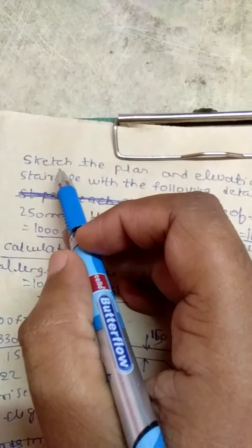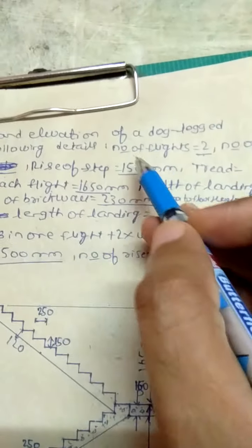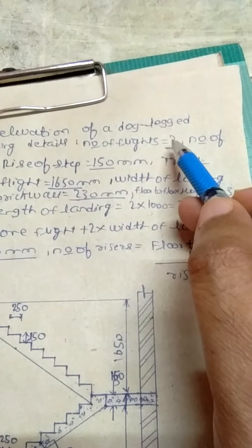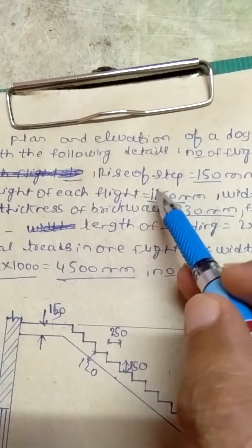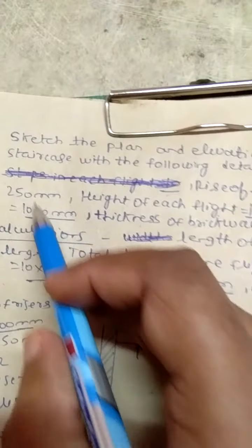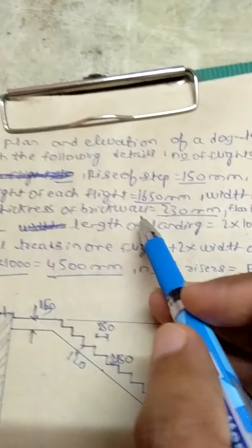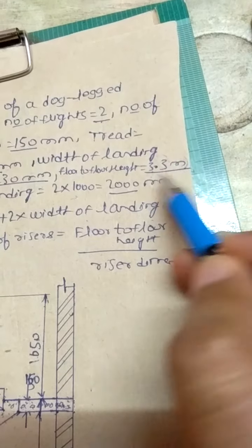Here you can see what they have given. Sketch the plan and elevation of a dog-legged staircase with the following details. Number of flights is equal to 2. Rise of step 150 mm, tread 250 mm, height of each flight 1650 mm, we'll discuss this. Width of the landing 1000 mm, thickness of the brick wall 230 mm, floor to floor height 3.3 meter.